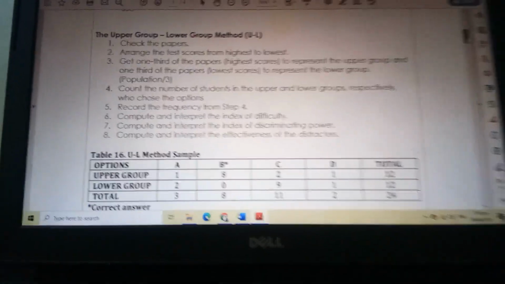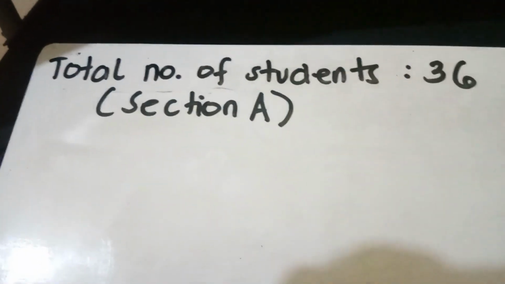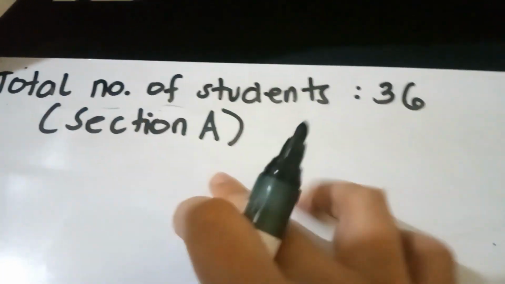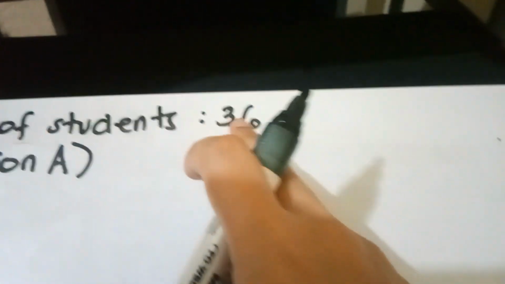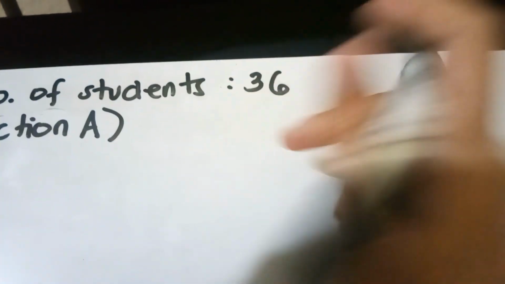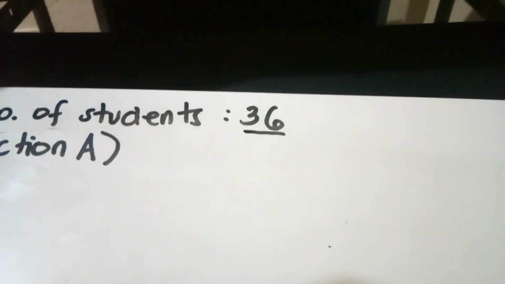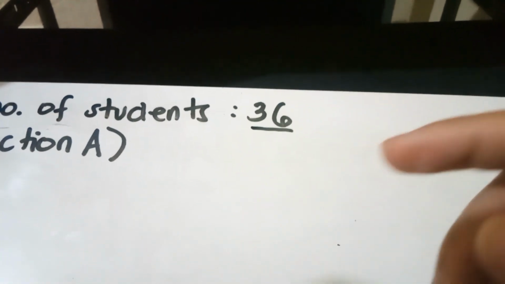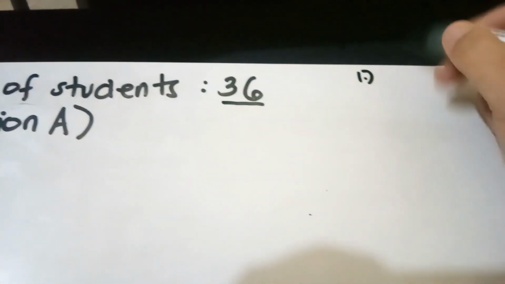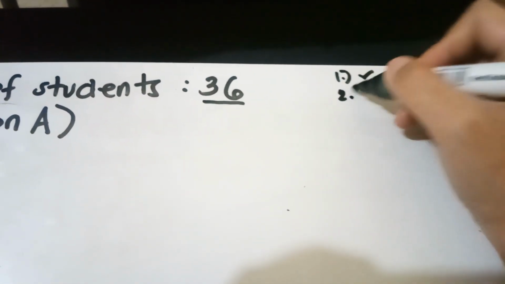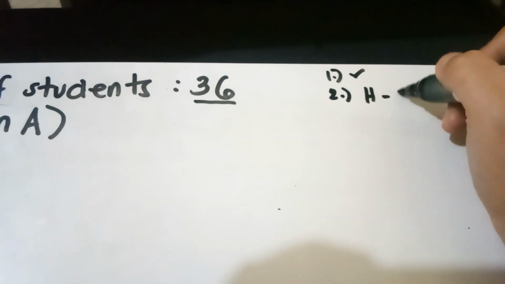Okay? Itry natin. Simplihan natin. For example, okay, so you handle a particular section. For example, section A. At yung lahat ng nag-take ng exam under section A, we have your 36. Okay, balikan natin. First step, you need to check your papers. Arrange the test scores from, okay, number 1, you check the test papers. Next, number 2, you need to arrange from highest to lowest.